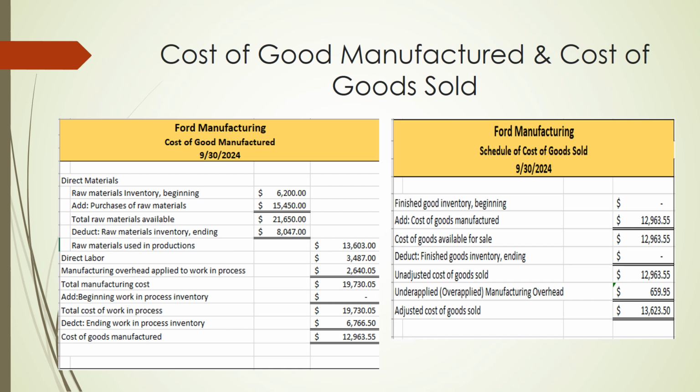So with that being said, we first look at our cost of goods manufactured. So we look at our raw materials, you know, what was purchased, what was left at the end of the year, our applied overhead, our beginning work in process, and we do have one job that's still sitting there, so our end of work in process was 6,766. That rolls over to our schedule of cost of goods sold.